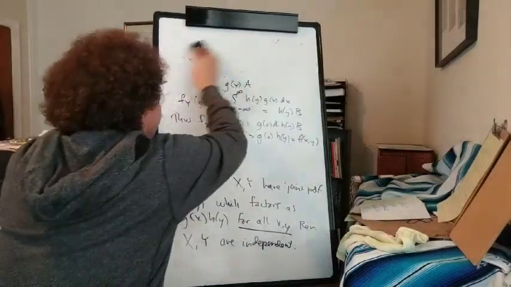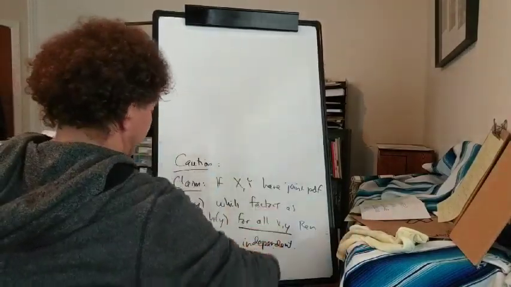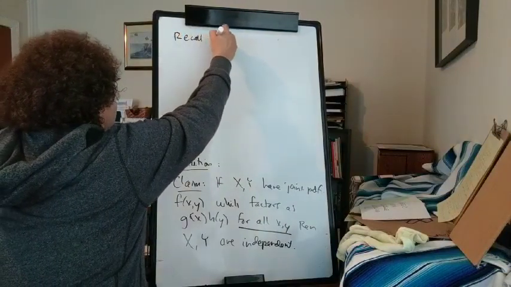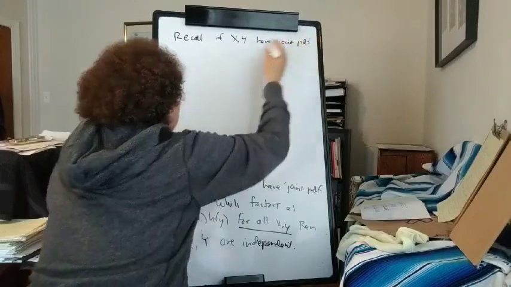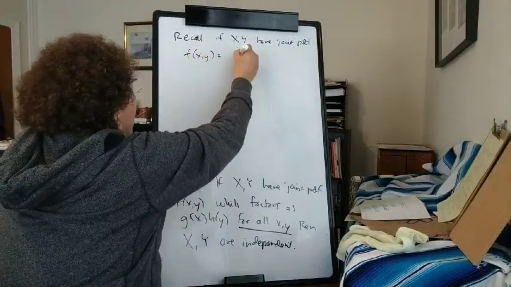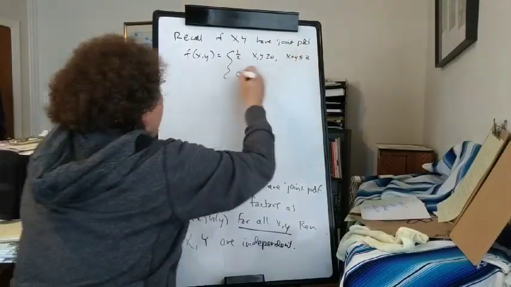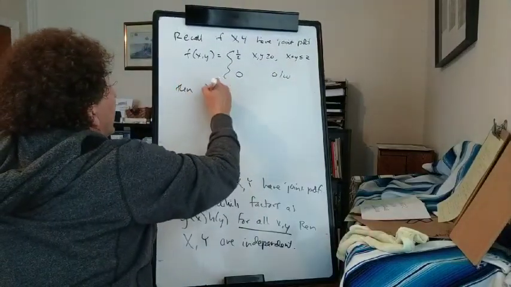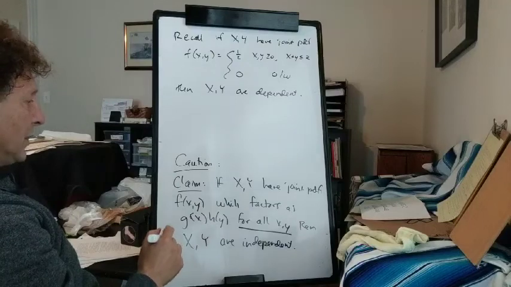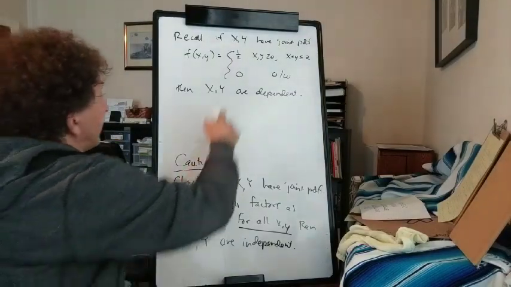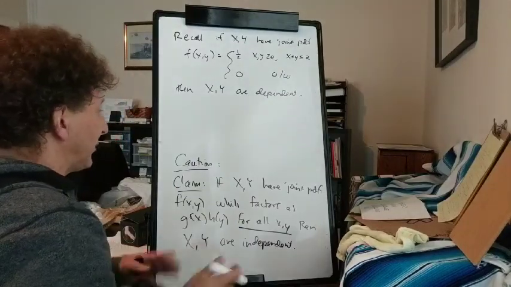And let's go back to the example of a joint distribution function for random variables that are dependent. So if x and y have the joint probability density function f of xy equals 1/2 if x and y are greater than or equal to 0, x plus y is less than or equal to 2, and 0 otherwise, then x and y are dependent. Now that seems to contradict the claim here, because the density function 1/2 doesn't have any x's in it, doesn't have any y's in it. So how could it possibly fail to factor as function of x times function of y?